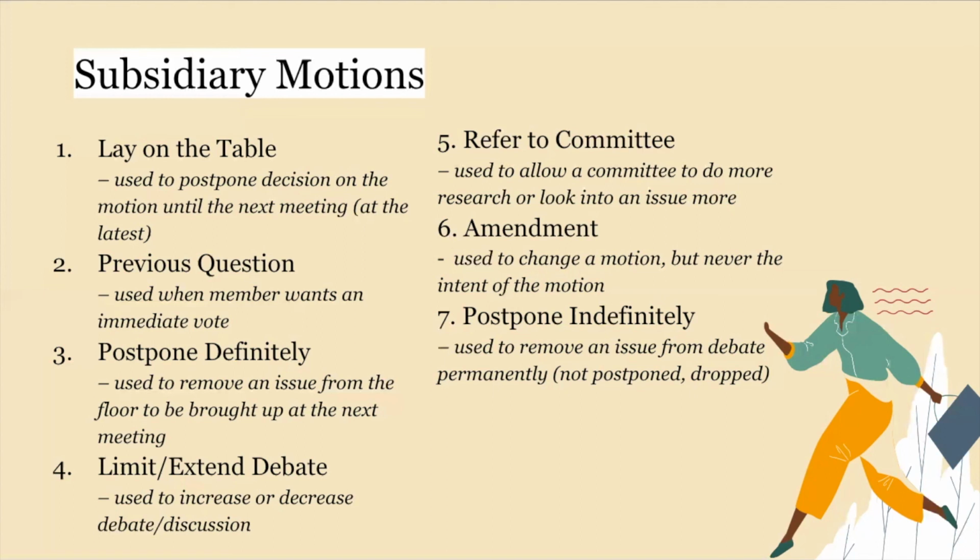And then to postpone indefinitely is used to remove an issue completely from the floor, and this is permanent. There's no more debate, there's no more discussion, so it does need a 2/3 vote because this is very, very, very powerful. It basically is to kill a bill or to silence whatever motion is being brought to the floor. So use this wisely, and senators always vote on this very wisely if someone is trying to postpone something indefinitely.